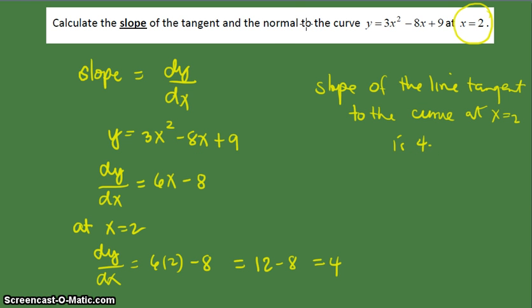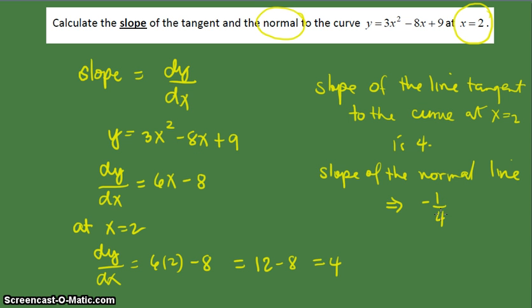Now to find the slope of the normal, take note that the normal line is the line perpendicular to the tangent line. So if the slope of the tangent line is 4, the slope of the normal line is the negative reciprocal of the slope of the tangent. So this should be negative 1 over 4.